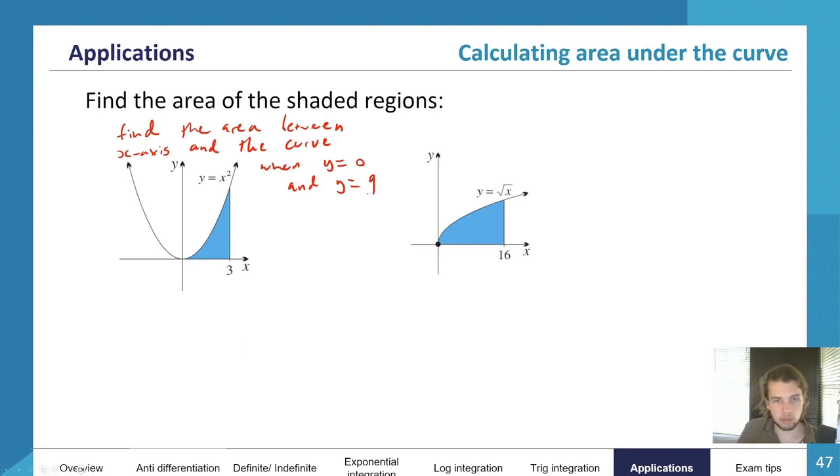Oh, that's too similar to our current question. Let's say 16. So if it told us this, find the area between the x-axis and the curve when, for the range, y is equal to 16 and y is equal to 0. So that's saying, okay, we have our line here. At some point, y is equal to 16.